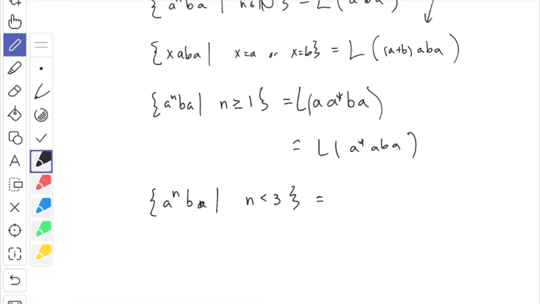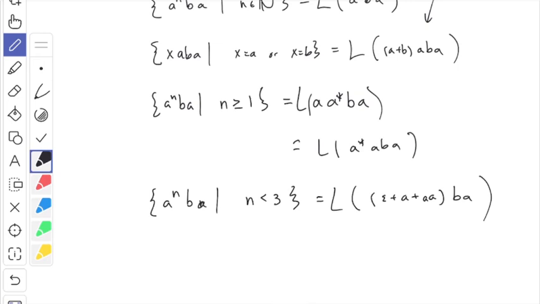The idea is if N is less than 3, then really there's only a few choices. It could be the empty string, if N was 0, or it could be just A, or it could be AA. And those are the only options. So we might as well, and in fact you have to, just list out those options. So this is actually the best way to write this as a regular expression. This is an example of a situation where the regular expression looks a little more complicated than writing it just as a set. It happens sometimes.